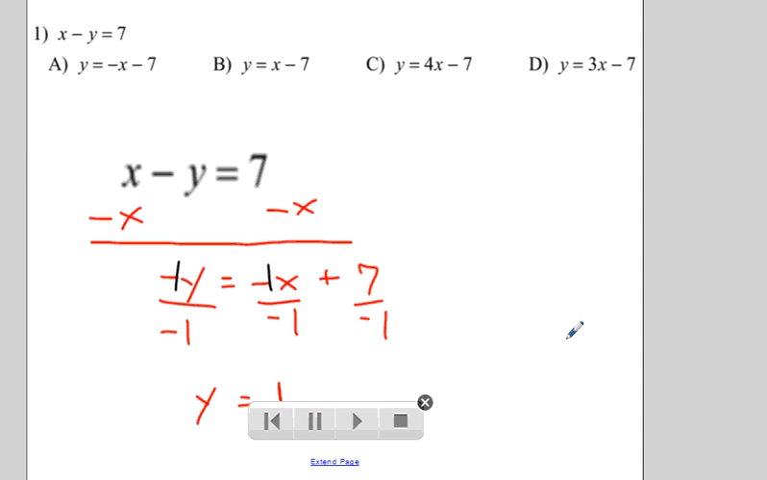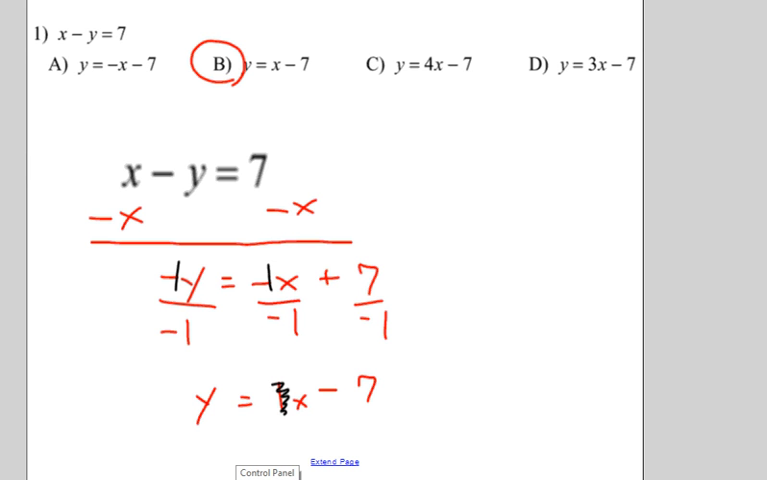And that would turn out to be y equals 1x minus 7. So y equals x minus 7b.